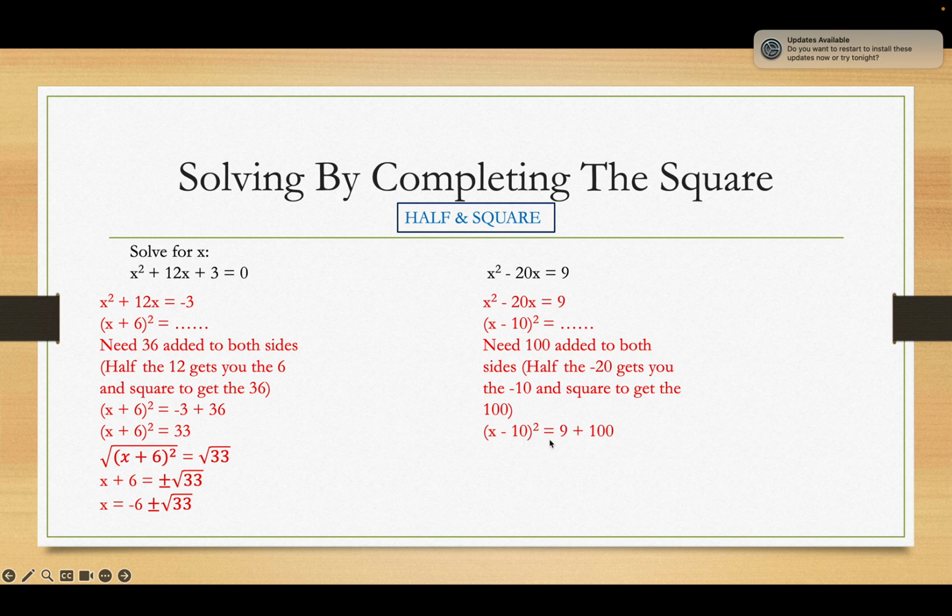So x minus 10 squared is 9 plus 100. So x minus 10 squared is 109. Square root both sides. That gives me x minus 10 equals plus or minus the square root of 109. Add 10 to both sides. x equals 10 plus or minus the square root of 109. That is solving by completing the square. Okay.